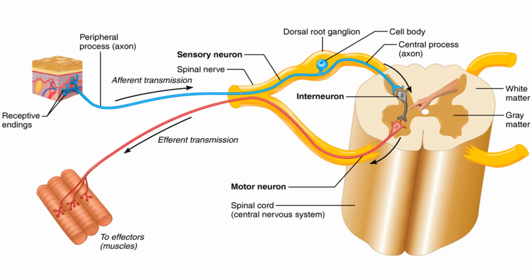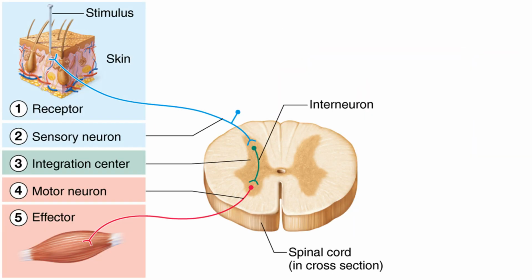Finally, interneurons, also called association neurons, are located entirely within the CNS. They act as the vital bridge, processing information between sensory and motor pathways. Now, let's identify these structures on a cross-section of the spinal cord.